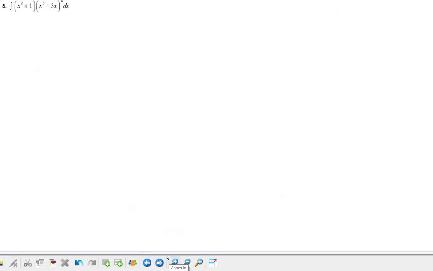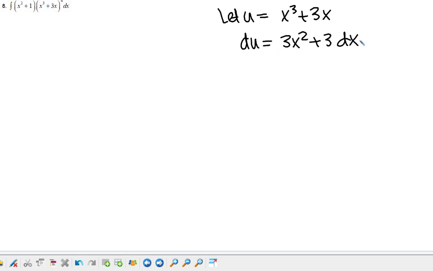Okay, so number 8, we have two things that you can be: x squared plus 1 or x cubed plus 3x to the 4th. So not necessarily to the 4th, but probably just the x cubed plus 3x. So again, typically if you have a higher power in your binomial or in your polynomial, that's probably the one that's going to be u. So let's try it. So we have u is x cubed plus 3x, which means that du would be 3x squared plus 3 dx, which is convenient because that's what this is.